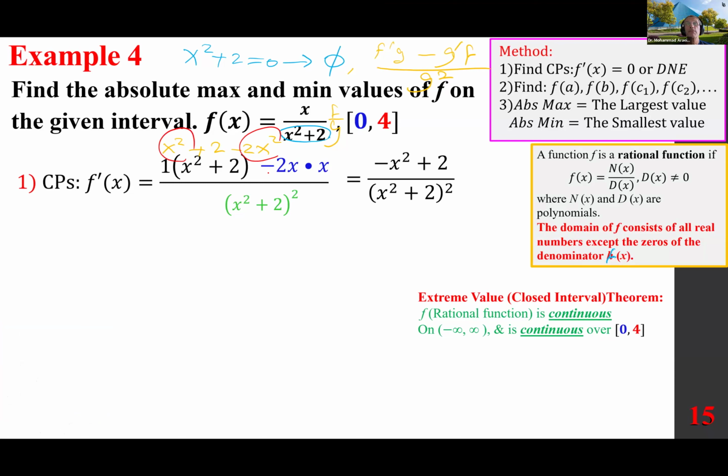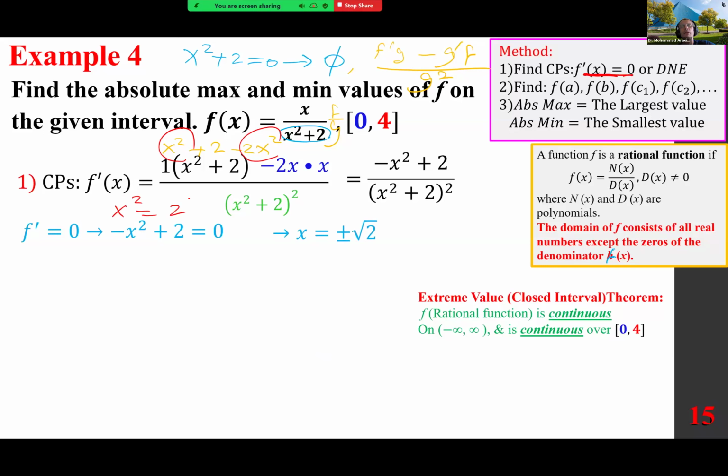What happens next? F prime equals 0. That means we are looking at this part. The numerator becomes 0, which means x squared becomes 2 and x is plus or minus square root of 2. Now, f prime does not exist where the denominator is set to 0. And we said x squared plus 2 equals 0 has no solutions. When you square it, it makes no difference.